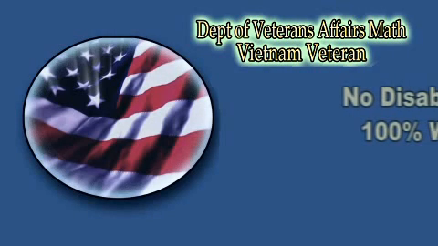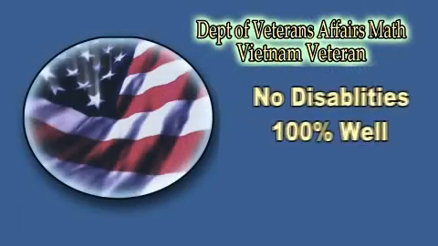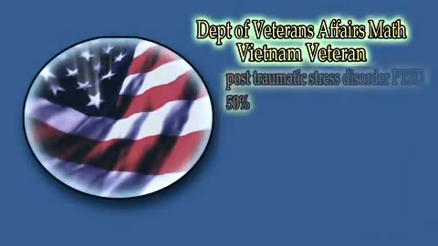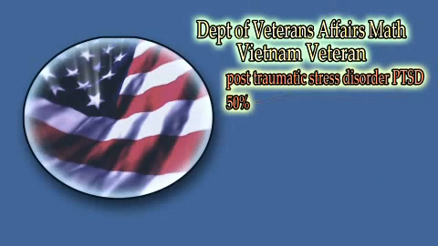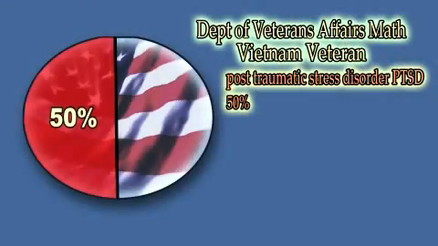The presumption of VA math is that if you have no disabilities, you're 100% functioning. There are no problems. And then when you have a disability, that takes away some of that functioning. So in this case, our veteran is 50% for PTSD, so half of his functioning is now impaired. Okay? And if that was his only disability, he would be paid 50% for that disability. Now here's where the VA math comes into play.